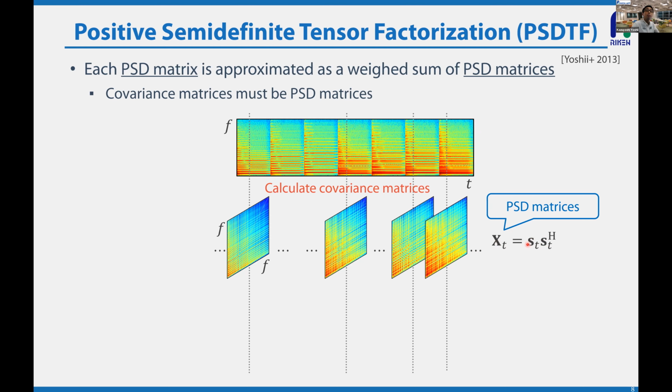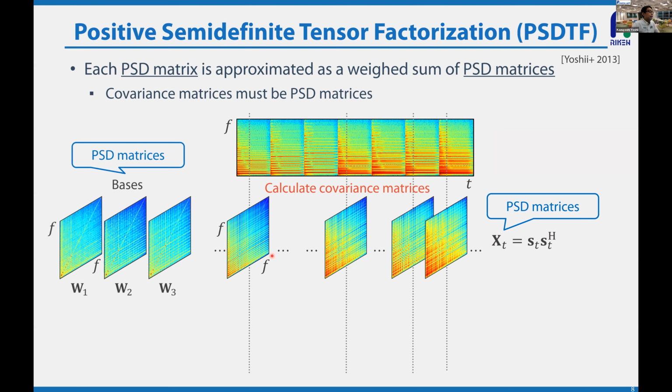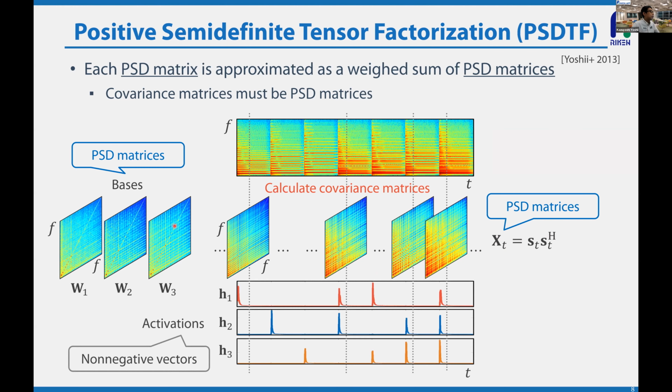St is a complex spectrum. So in this case, we don't ignore phase information. Xt is a complex matrix, so the phase information is incorporated in this representation. Given a set of these observations, our goal is to find such basis matrices and the activation vectors. The activation vectors are the same as in NMF. However, the basis vectors are extended to basis matrices in this formulation.